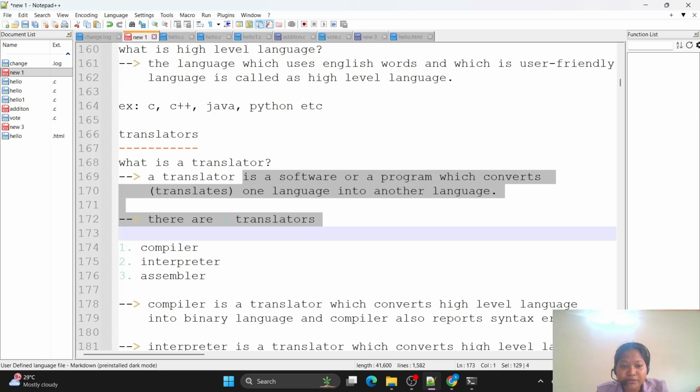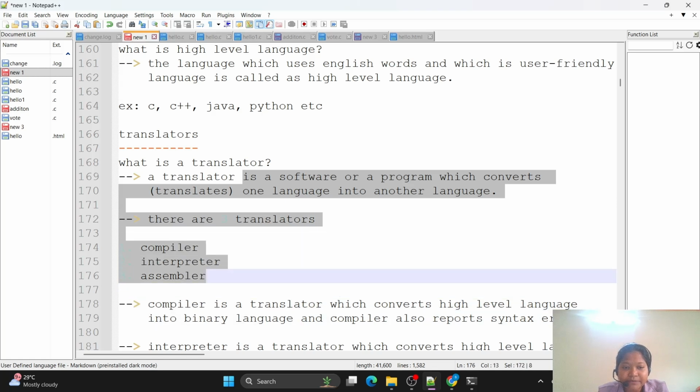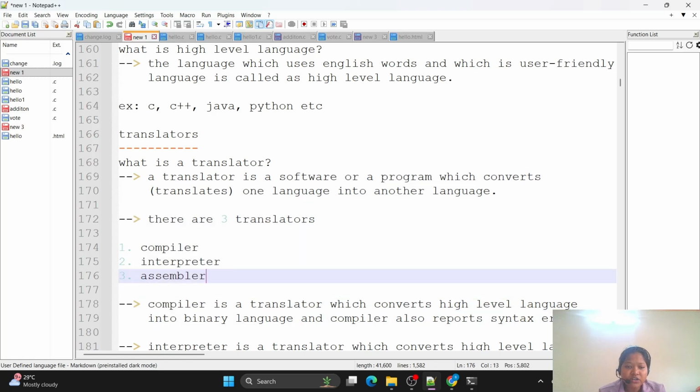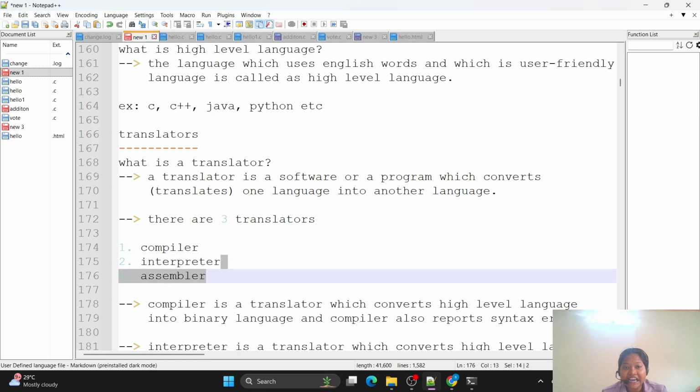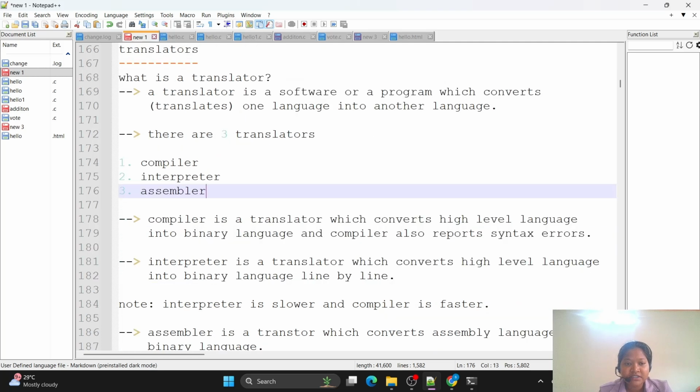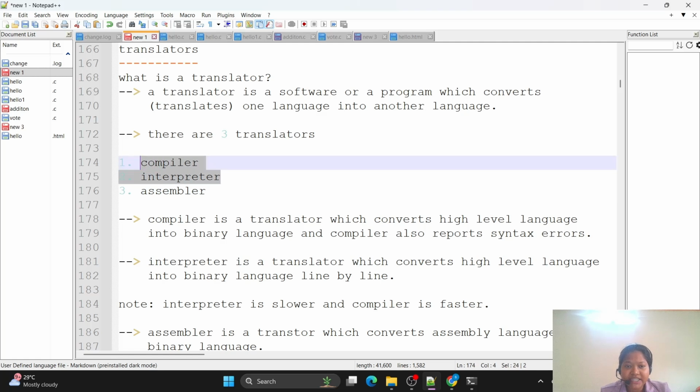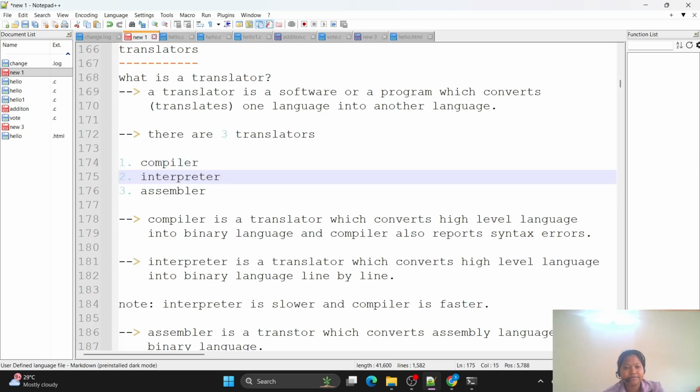There are three types of translator. One is compiler, interpreter, and assembler. High level languages can use maybe a compiler, maybe an interpreter, but assembly language only uses an assembler. Assembler is only allowed by which language? Assembly language. But compiler and interpreter can both be used by any of the high level languages. Okay, they have the choice.